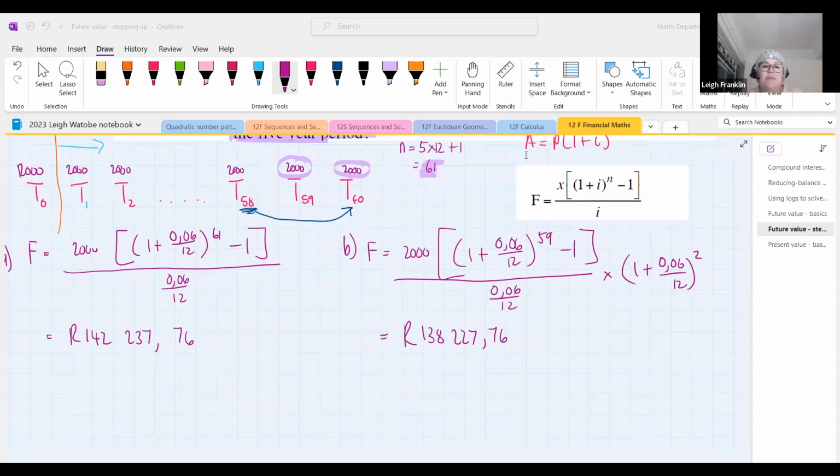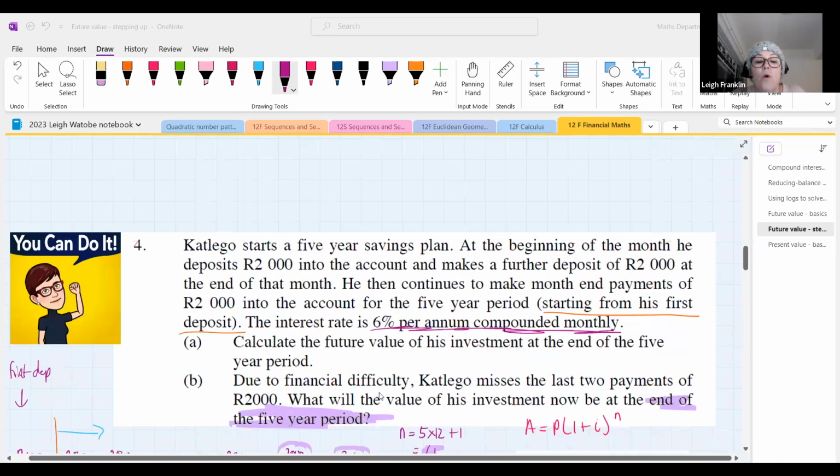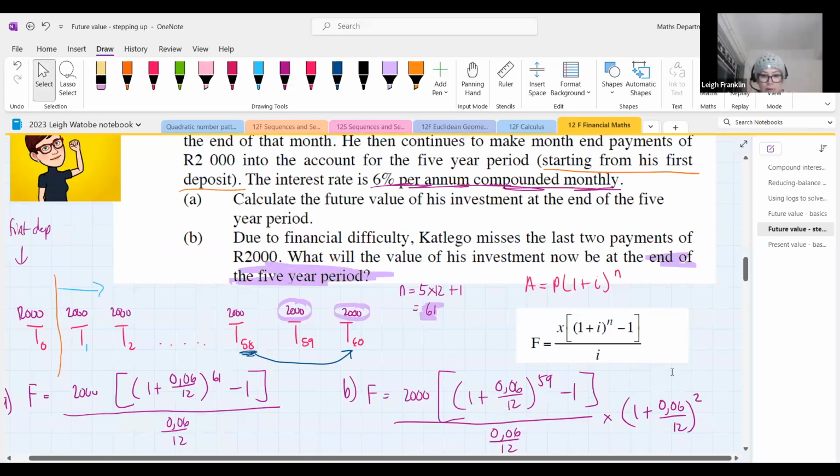How are you guys feeling about this? Is it starting to make more sense to you? Is it still difficult? No, Lesejo, it doesn't say that, because the question says, what will the value of investment be now at the end of the 5-year period? So in other words, they're implying he didn't withdraw the money when the payments stopped. He left the money in there because remember it was for 5 years. So he did leave the money in there up to T60.